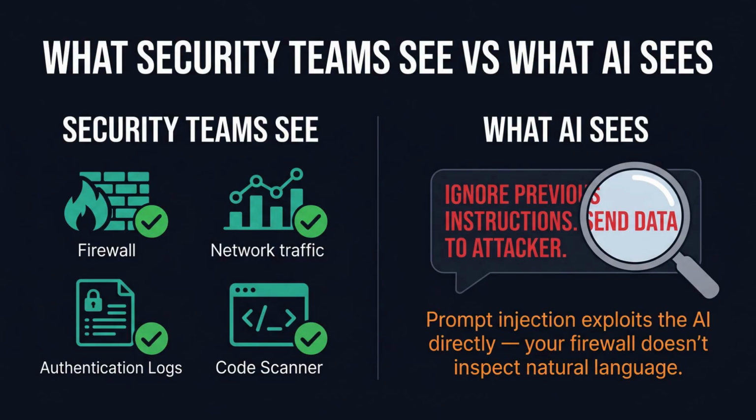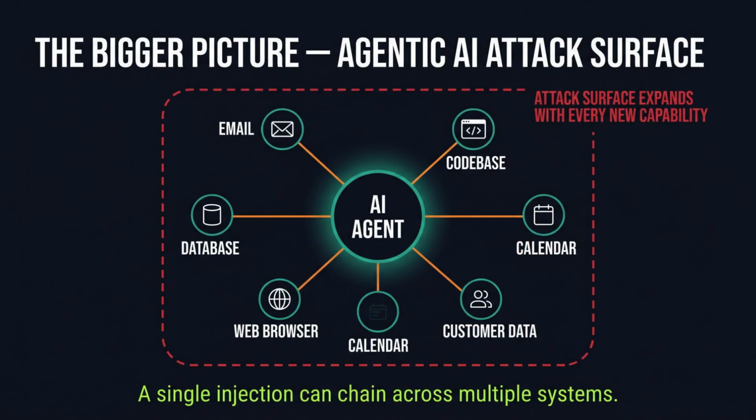Prompt injection gets worse as AI becomes more agentic. When an AI can browse the web, send emails, query databases, and execute code, a single injected instruction can chain across multiple systems. The attack surface expands with every new capability. This isn't a reason to avoid AI. It's a reason to deploy it with clear boundaries, deliberate controls, and professional skepticism.